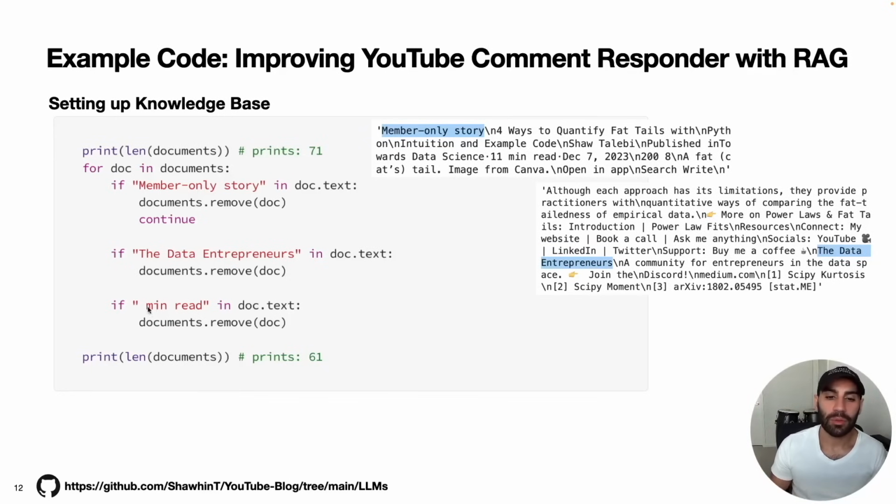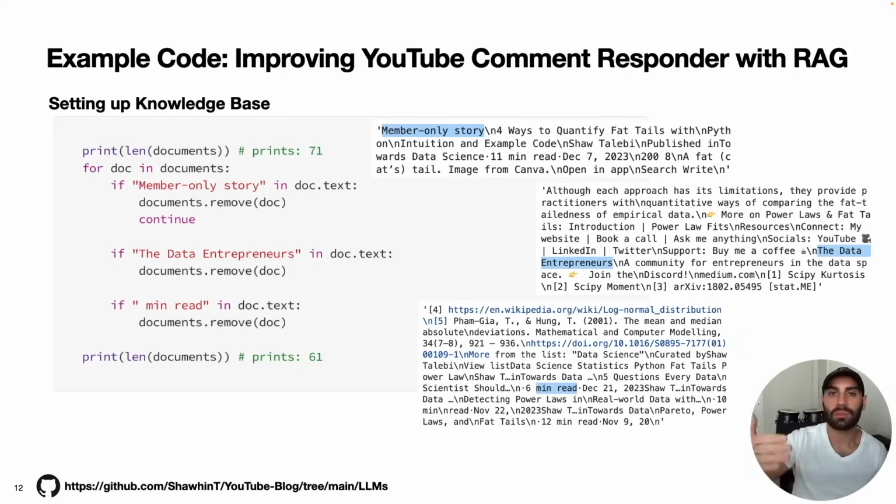And then finally, I remove any chunk that has min read, which typically comes up in the recommendations after the article. So we can see that in this chunk of text here. Of course, this isn't a super robust way of filtering the chunks, but a lot of times your pre-processing doesn't have to be perfect. It just really has to be good enough for the particular use case.